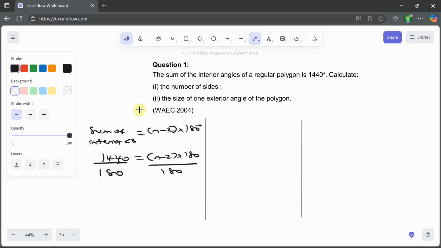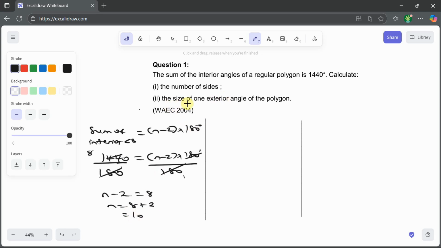if you do 1440 divided by 180, that will give you 8. So if I cancel out this, this will give you 8, and this will cancel out, this will give you 1. So we have n minus 2 is equal to 8. And if I collect like terms, n will be equal to 8 plus 2, which is 10. So the number of sides is 10.